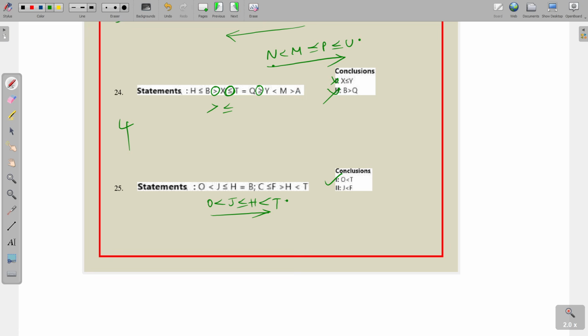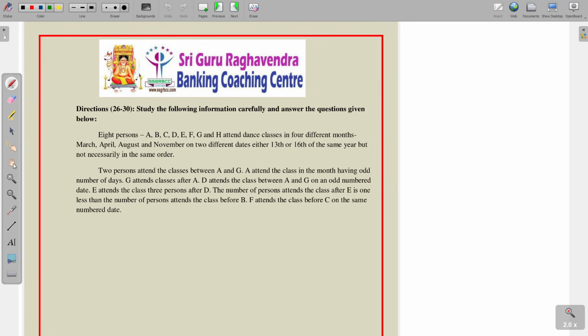Next, J less than F. So J here and F here, J less than or equal to H. So instead of greater than, we can write less than. So see, J to F, it is also definitely follows. Both conclusion 1 and 2 follows. Option 5 is the answer. Next, 26 to 30.